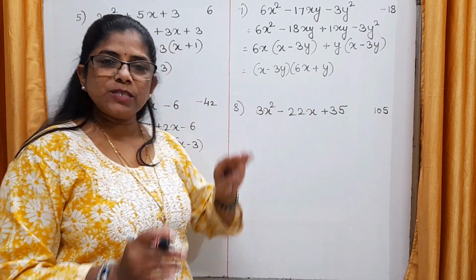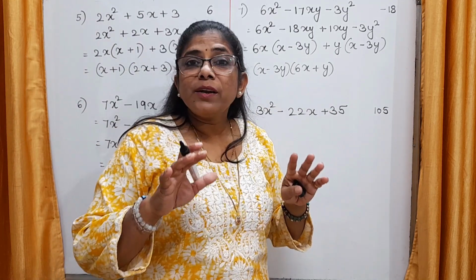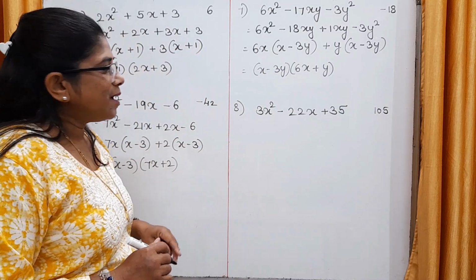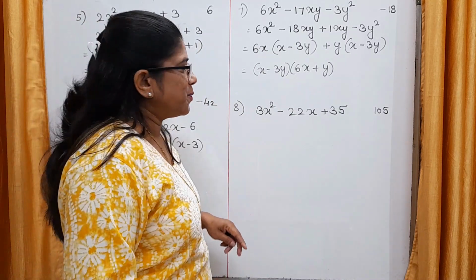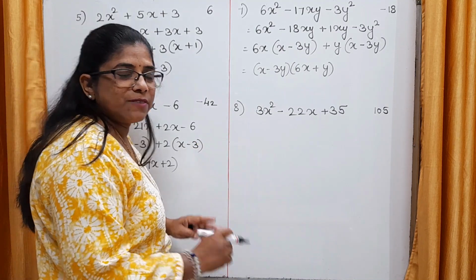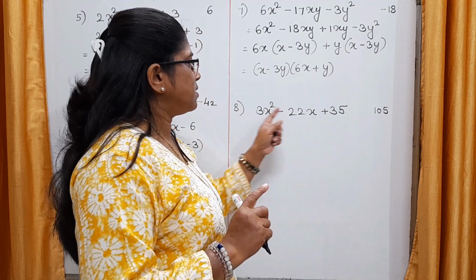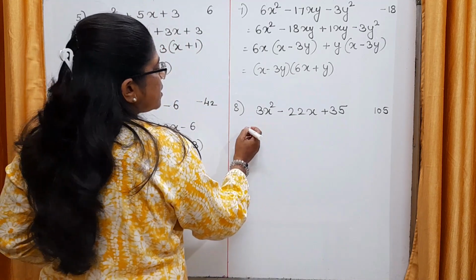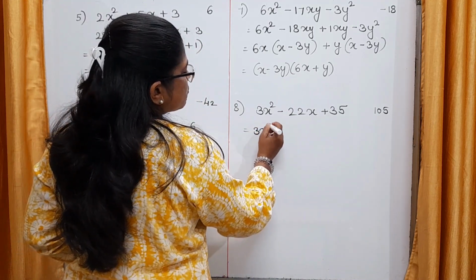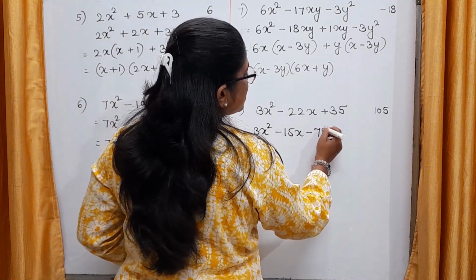Whenever the product is plus, we have to find the sum. And whenever the product is minus, we have to find the difference. Again, I would like to repeat, please watch that video. So here, the numbers are 15 and 7. 15 sevens is 105 and 15 plus 7 is 22. As it is -22, we have to split it as -15 and -7.